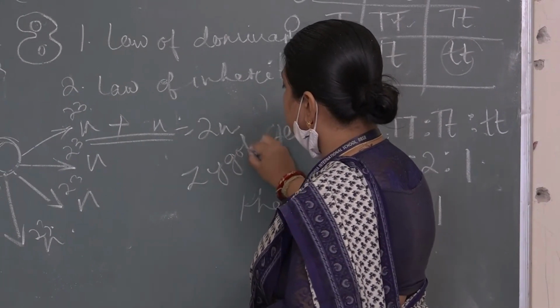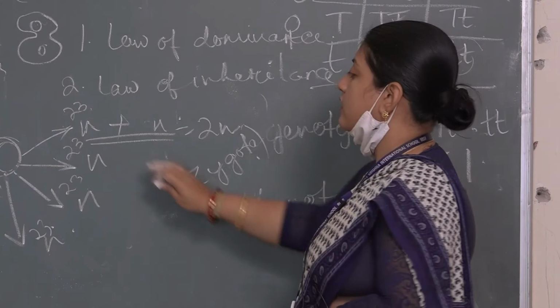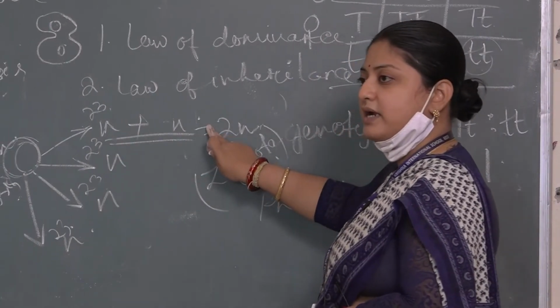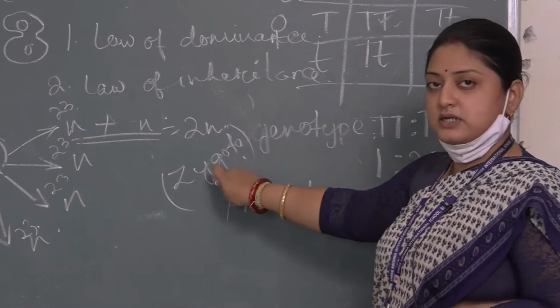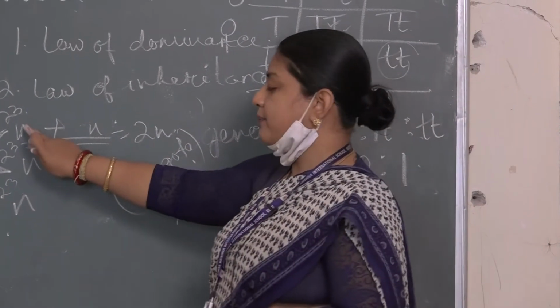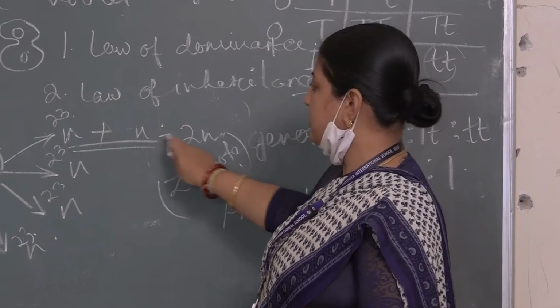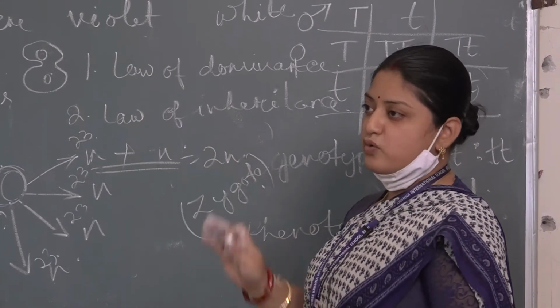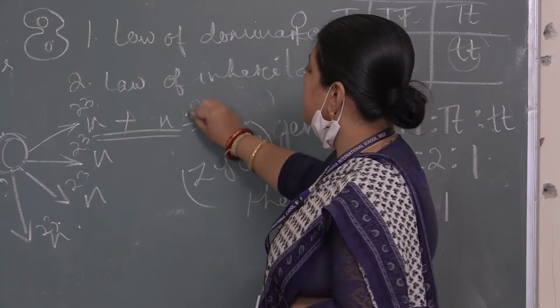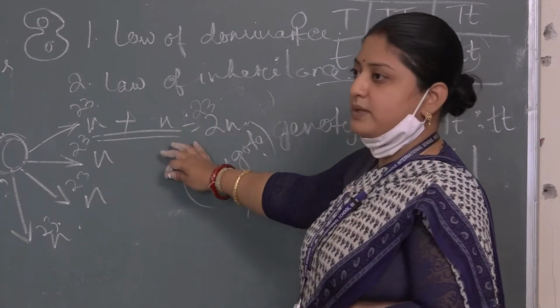The 2n set of chromosomes will be in the zygote, male gamete plus female gamete, resulting in the formation of the zygote. So if it is capital T plus small t, then it is capital T small t, like that. It is about one pair; like that 23 pairs of chromosomes will be produced.